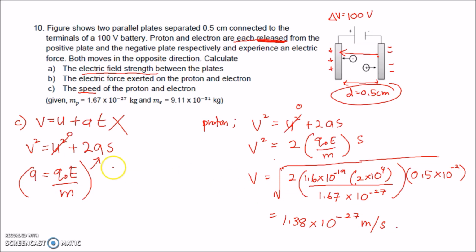After this, try to do for electron. Yang membezakan dia adalah the mass of the electron. Mass electron yang ini. Okay, substitute into this equation. Then, velocity untuk electron, you will get 5.93 times 10 to the power of 6 meter per second.